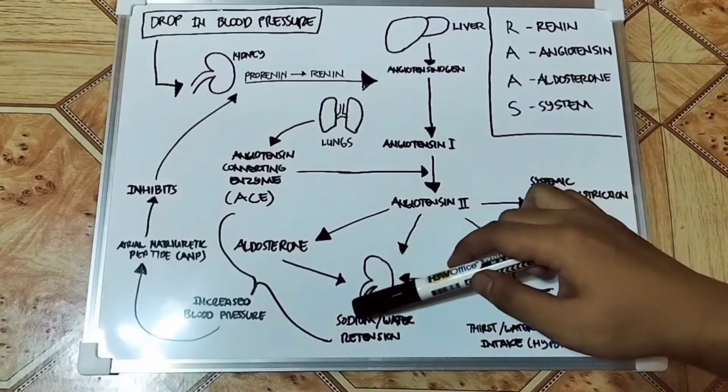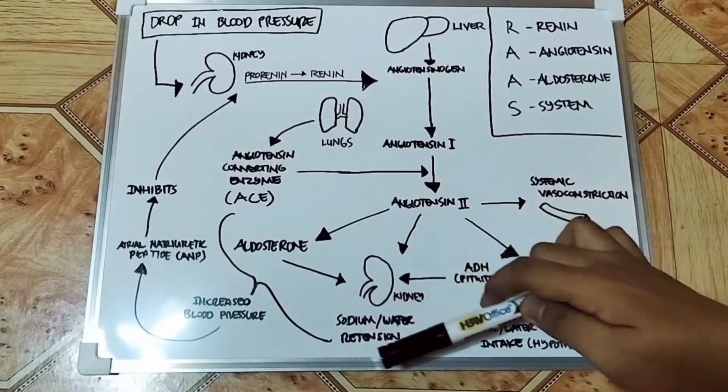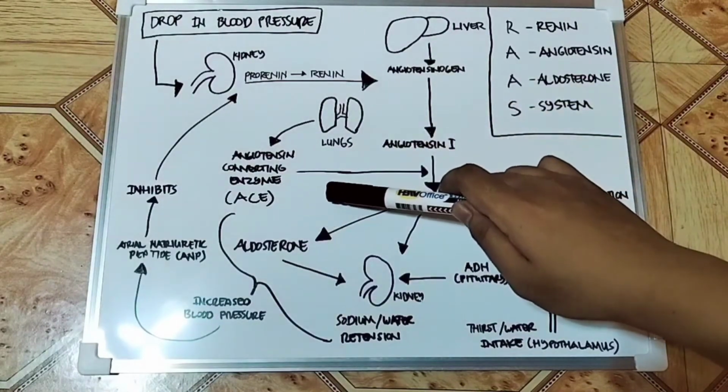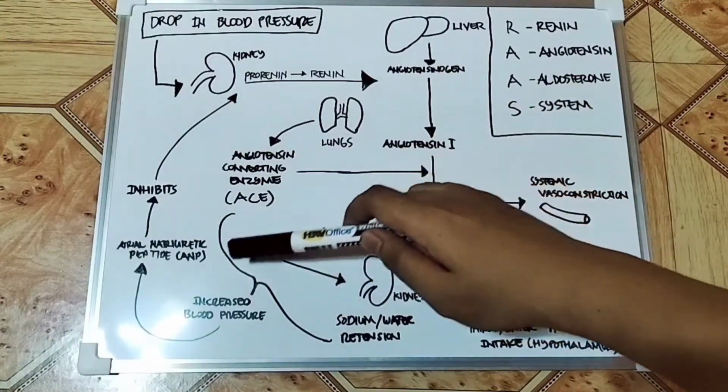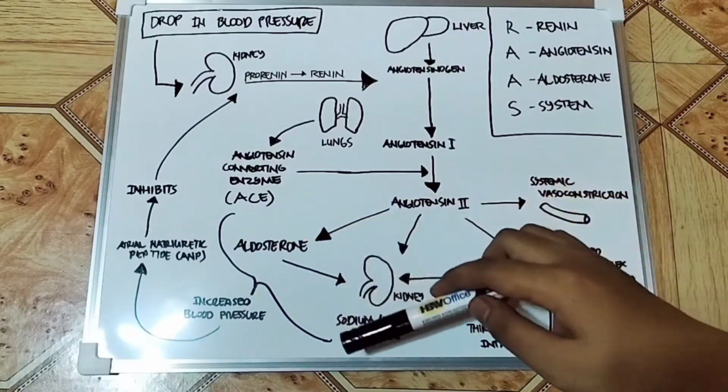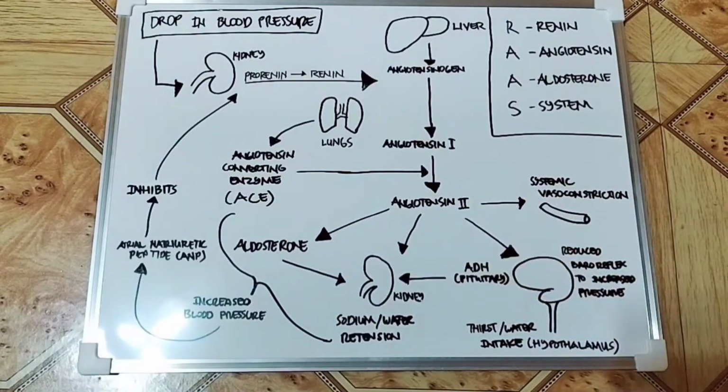It promotes sodium reabsorption in the proximal convoluted tubules of the kidney, resulting in increased volume of blood, thus increasing blood pressure. Angiotensin 2 also stimulates the adrenal cortex to secrete aldosterone. Aldosterone acts on the kidneys to increase sodium reabsorption. As a result, urine volume decreases and blood volume increases.